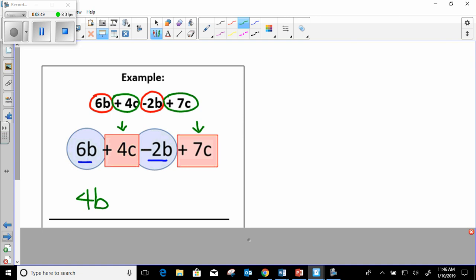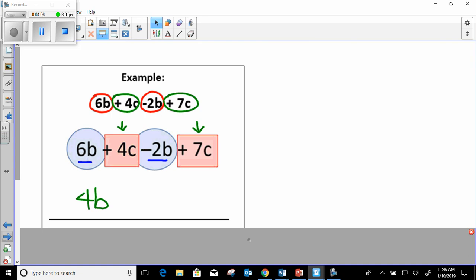You don't know what b is. You don't know what it is equal to. So basically, we're going to get an expression. You don't know what the variable equals. So a 6b minus 2b, that's like saying 6 blueberries minus 2 blueberries, you have 4 blueberries.